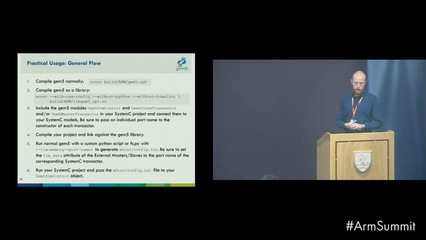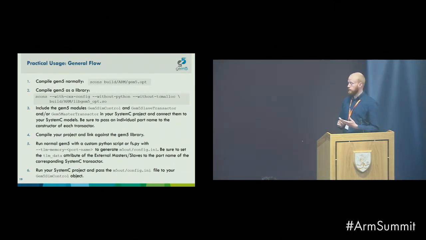Just quickly about the general flow of when you want to use the binding. What you need to do is compile Gem5 normally, and you will also need to create a library of Gem5. And then you need to create a SystemC project, which uses your SystemC modules as you like, and that also instantiates some of the Gem5 modules, like the transactors and the sim control. Then you simply compile your project, and you need to link it against the Gem5 library.